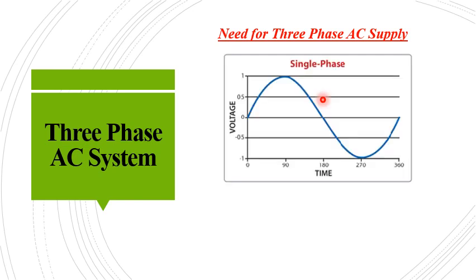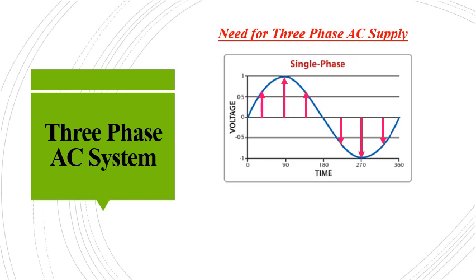So, consider a single phase AC voltage. In this we can see that the voltage is varying. It slowly increases, reaches the maximum value, then decreases, then at a particular instant it is 0, then again increases in the opposite direction, reaches the maximum value, then again reduces to 0. So here we can see that at certain instances the voltage is becoming 0.